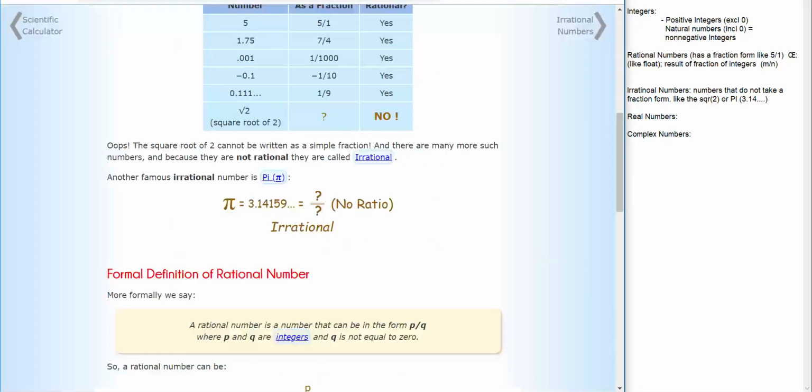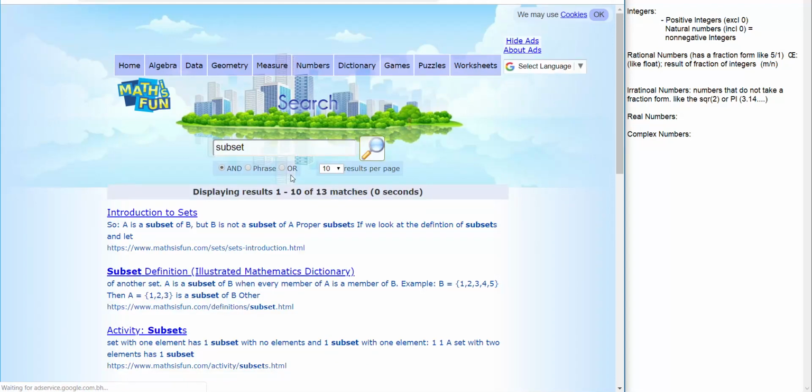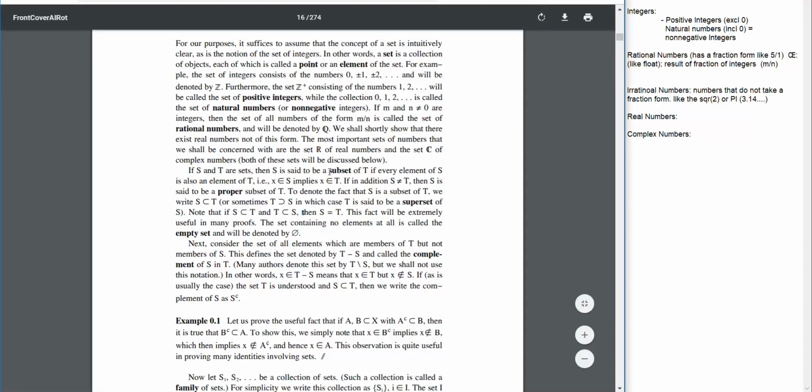Subset. So if we go back and search for subset, we'll probably get visuals of this. I think it's easier to look at this in the form of visuals. So we have A subset of B. Every member of A is part of B, which we denote by the Greek symbol, which is what this term is. This term is right here.